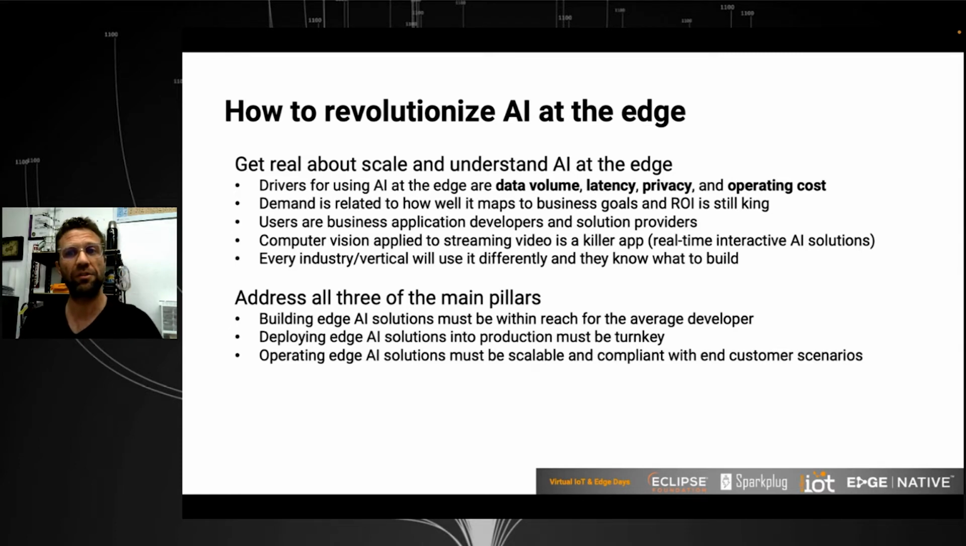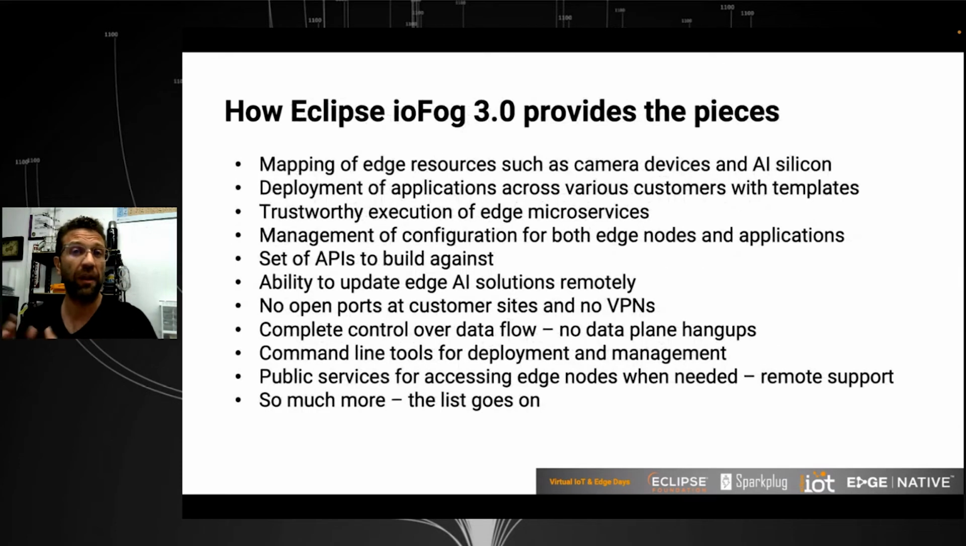So if that's how we revolutionize, then how does ioFog 3 provide pieces? There are so many. I listed a bunch here and I put at the bottom "so much more" because there really could be easily 3 times as many as I've listed here.